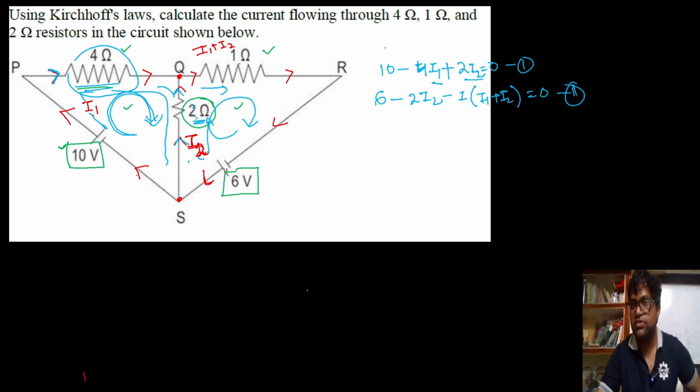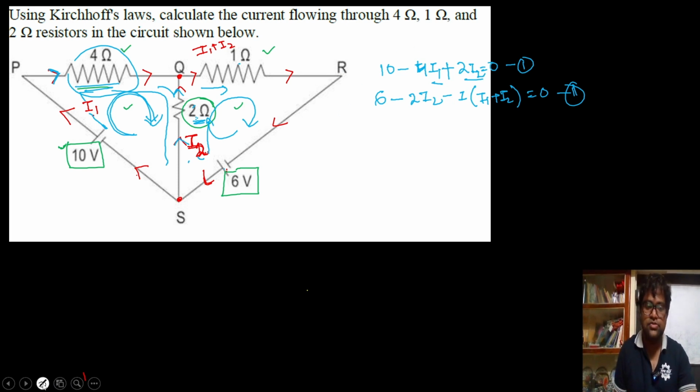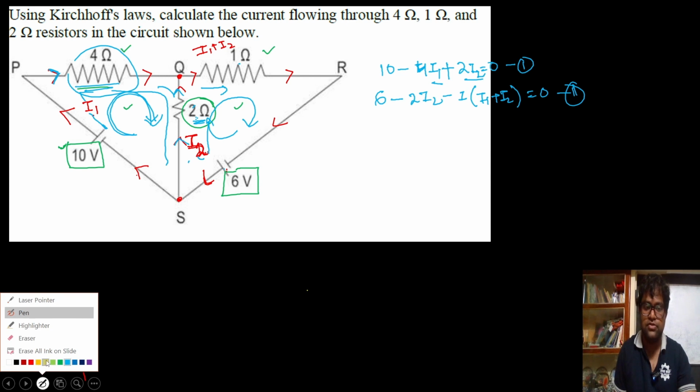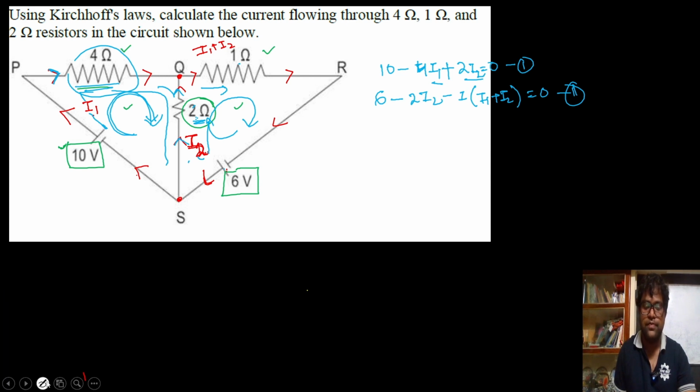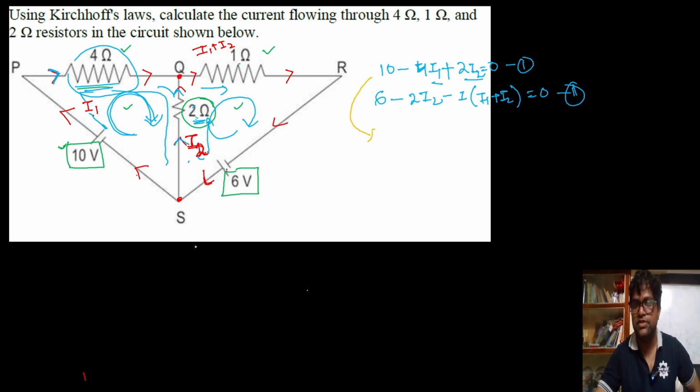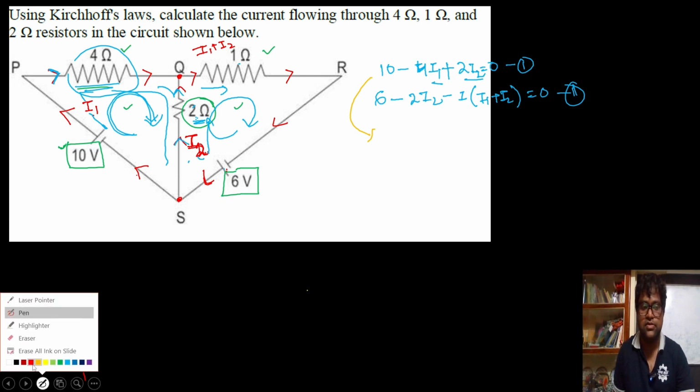So these are the two equations, and I know the substitution, elimination, and cross multiplication, the different techniques to solve it. So what technique will I use? Let us use any of the techniques: you can use substitution, or cross multiplication, or elimination. Now let us simplify this equation a little bit, then we'll proceed.